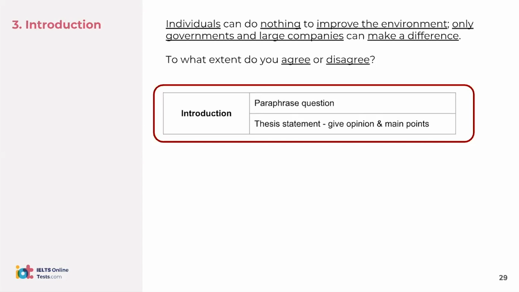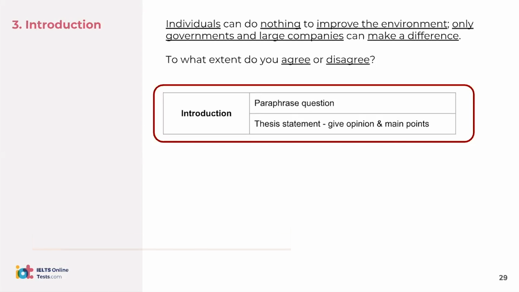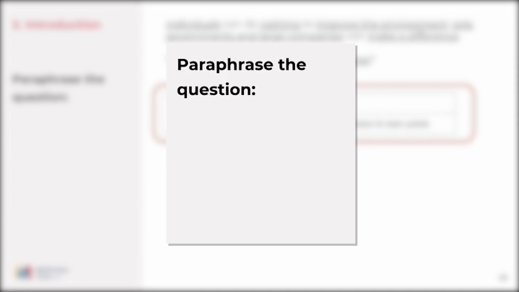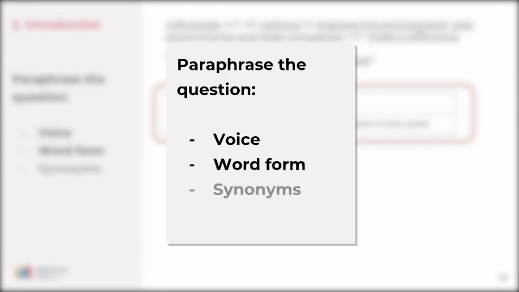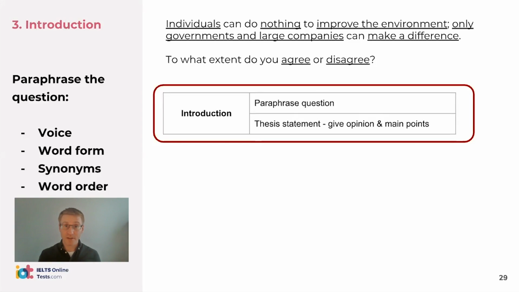What does this mean? It's simple. We need to write the question again in our own words. There are 4 common ways of paraphrasing. Changing the grammar from active to passive voice. Changing the word form. Using synonyms. And changing word order. Let's start with voice.